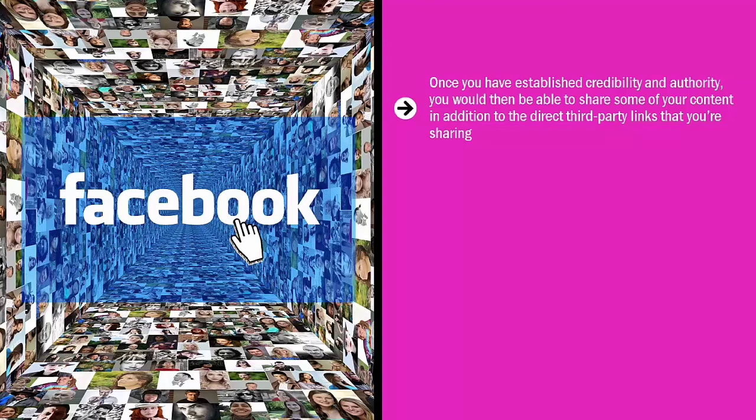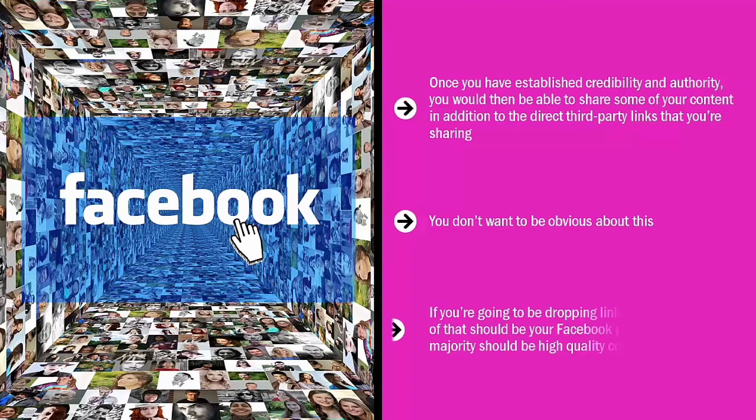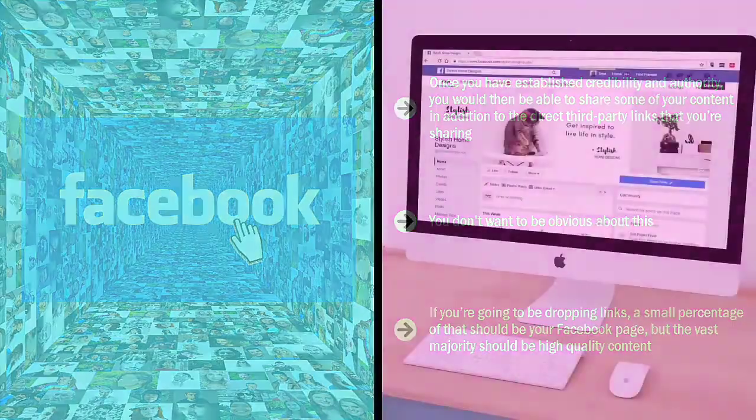You should do that to cover your tracks. You don't want to be obvious about this. You don't want to be the account that is so transparent. People can easily see that you are just promoting your Facebook page. People don't like that. It's only a matter of time before they ban you. If you're going to be dropping links, a small percentage of that should be your Facebook page, but the vast majority should be high-quality content. It really fosters discussion. That's how you build credibility and how you are given more permission to keep posting your own stuff. You have to earn this by becoming credible first.